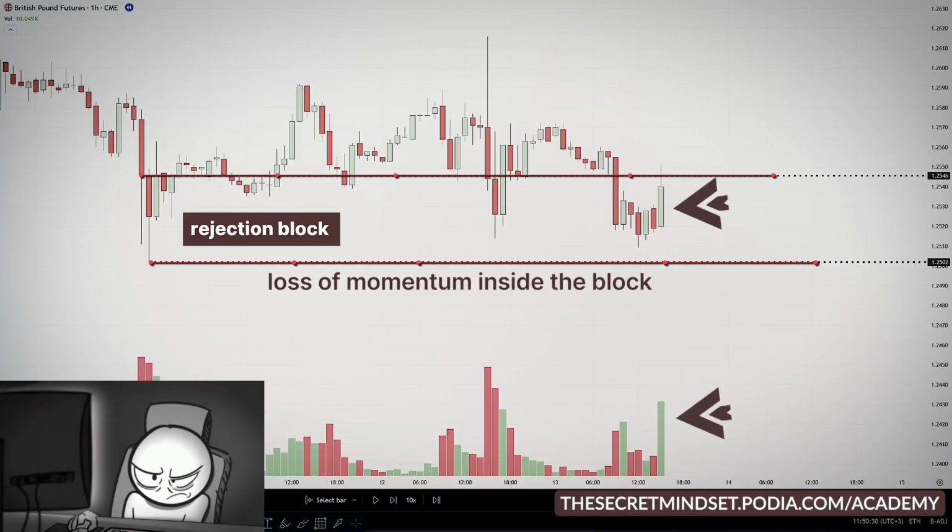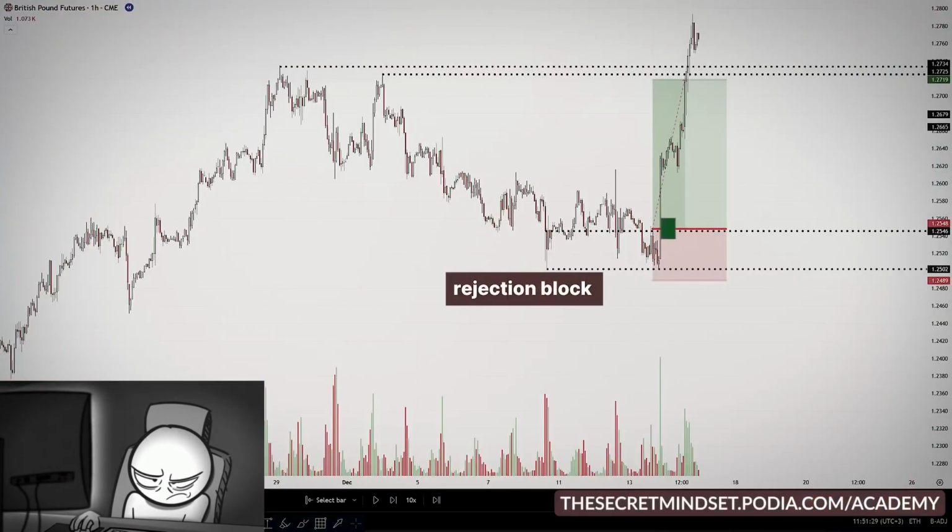Then price touches the rejection block and immediately forms a bullish candle. This candle has a higher volume than the previous candles. So once again, this is a sign of strength. So the play here is a long trade as the bullish candle closes, placing your stop loss just below the rejection block.